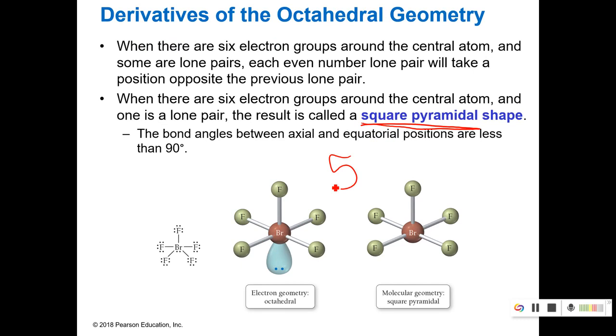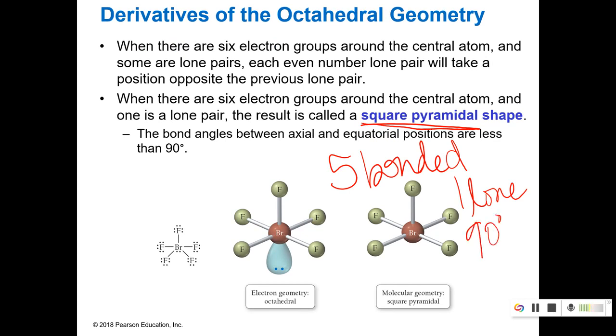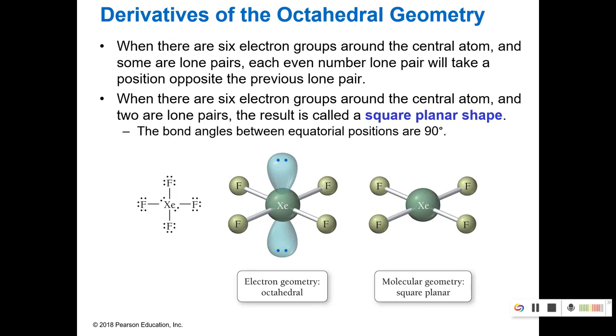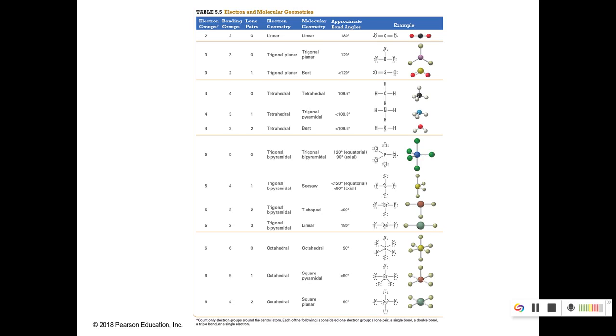So 5 bonded and 1 lone is square pyramidal. Bond angle still 90 degrees. Square planar. So once I pull one off, I pull the opposite one off. So now we're in a plane. Again, this is so the electrons are in their farthest configurations from one another. Okay, so then we're back to 90 degrees. Square planar.